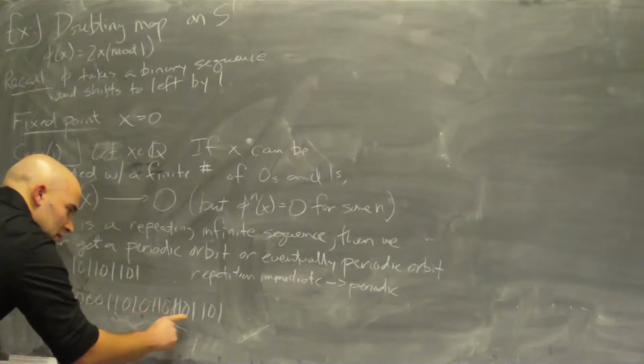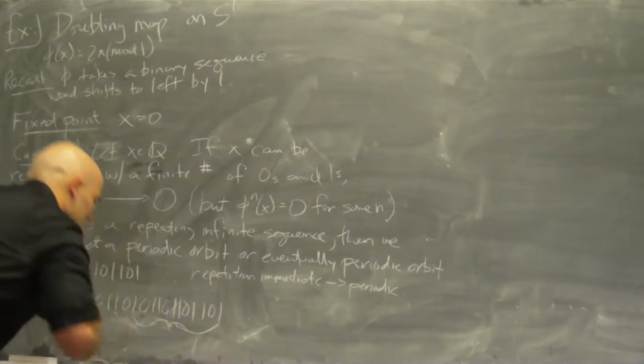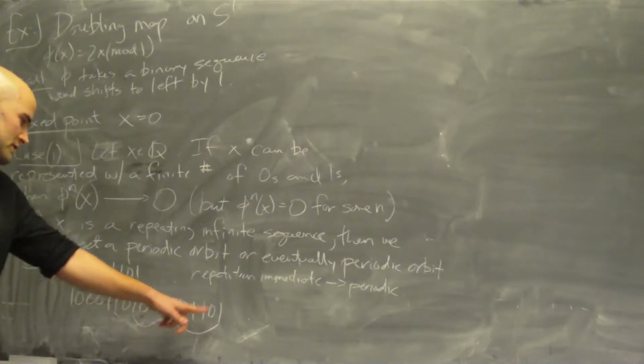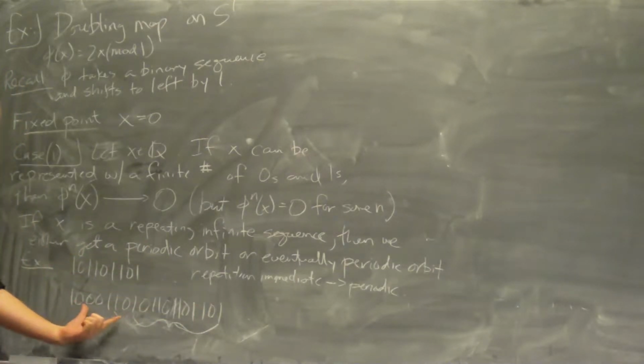1, 0, 1, 1, 0, 1, I mean, sorry. It's like it happens right here, right? So we have 1, 0, 1, 1, 0, 1, 1, 0, 1. So we're starting to repeat here. So there's no repetition here.